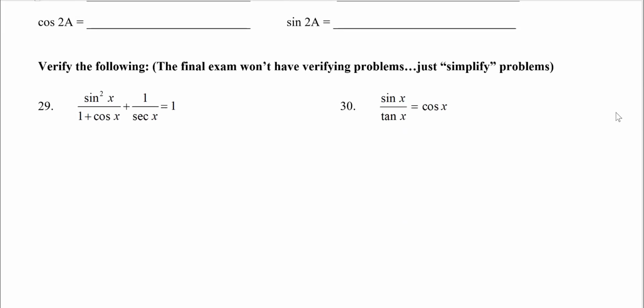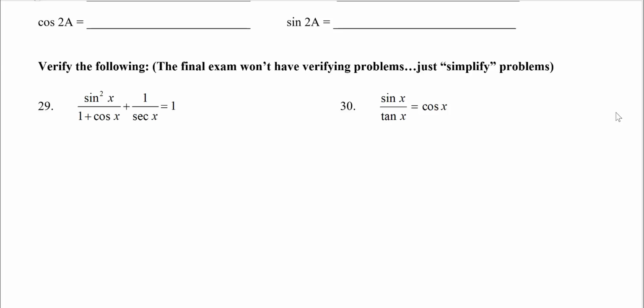So you guys, first of all, it says verify the following, and I even said the final exam won't have any verifying problems, just simplify. Because obviously, how do you verify on a multiple choice test? But you should know how to, if I give you some trig function and say which one of these is equivalent, simplify using conjugate, using common denominator, sines and cosines, etc. Okay, so that's why having these 4 problems here just helps you to practice the different things.